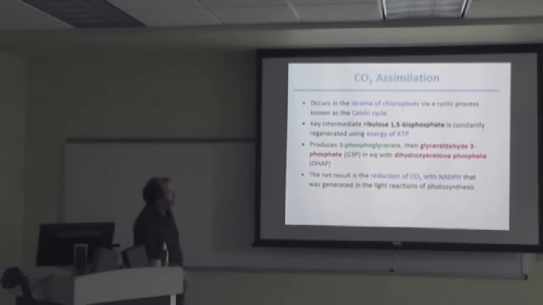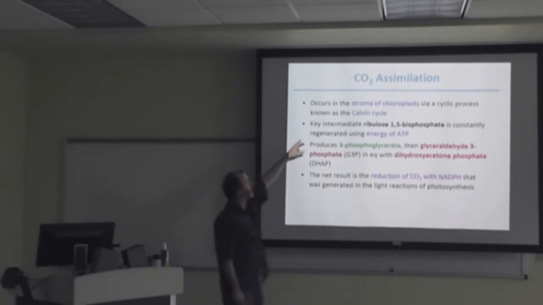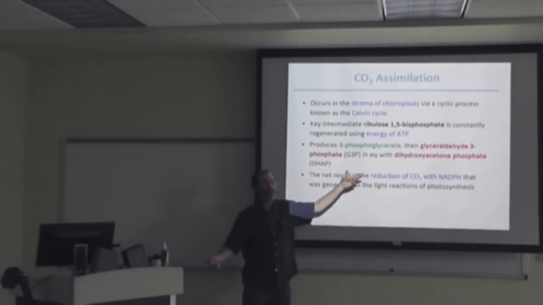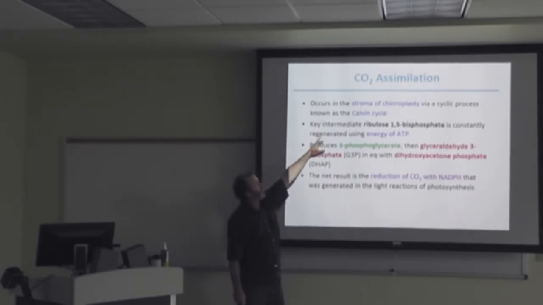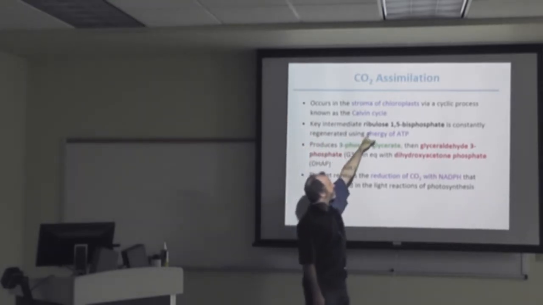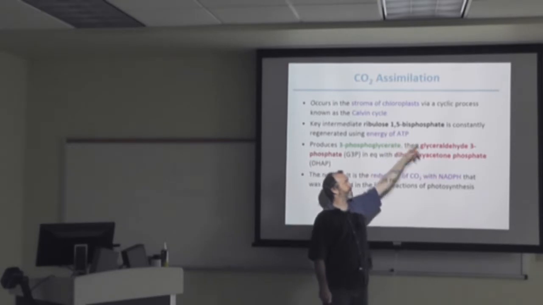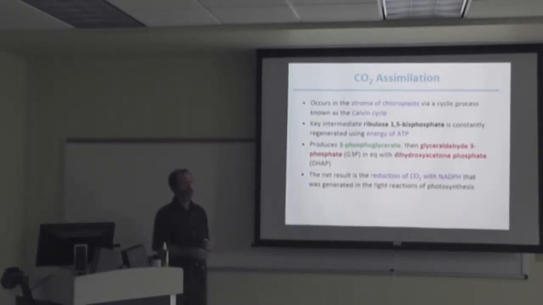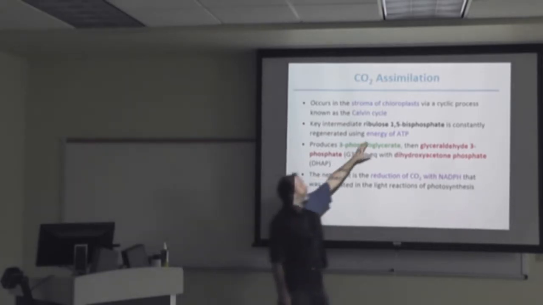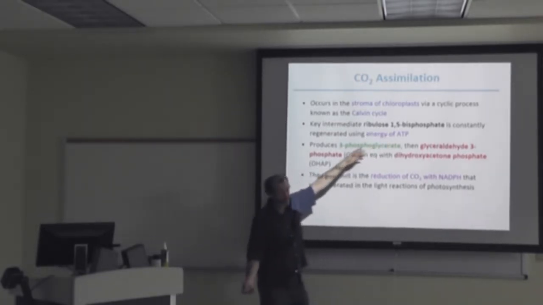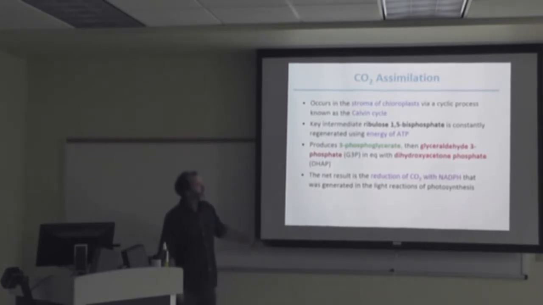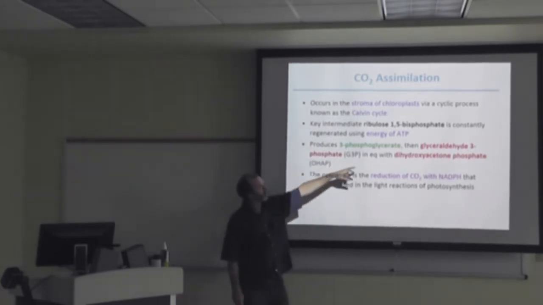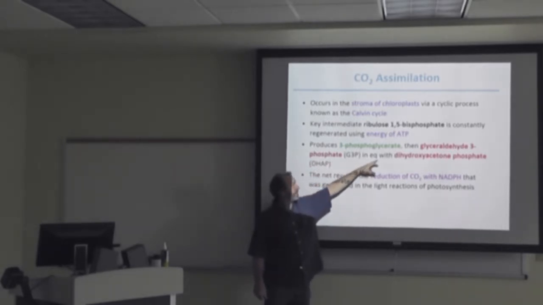But we're going to focus on carbon dioxide assimilation. So it occurs in the stroma of chloroplasts via a cyclic process known as the Calvin cycle. The key intermediate is ribulose 1,5-bisphosphate. It's constantly regenerated using the energy of ATP. So this is a 5-carbon sugar, right? So it produces 3-phosphoglycerate and then glyceraldehyde 3-phosphate.